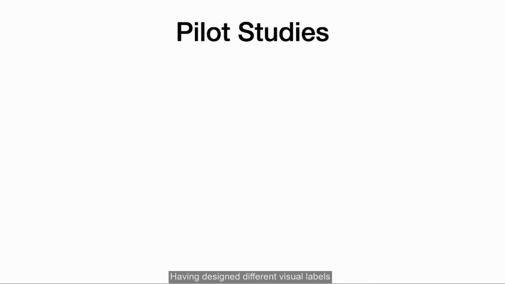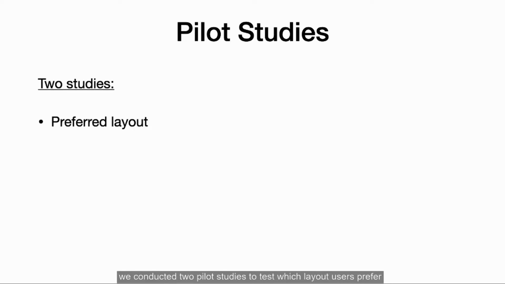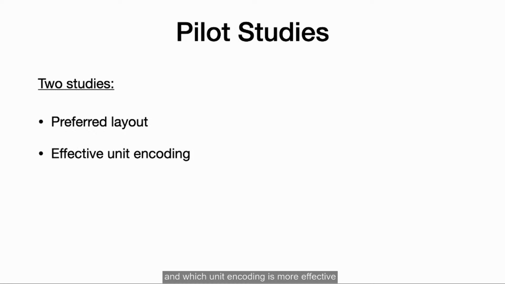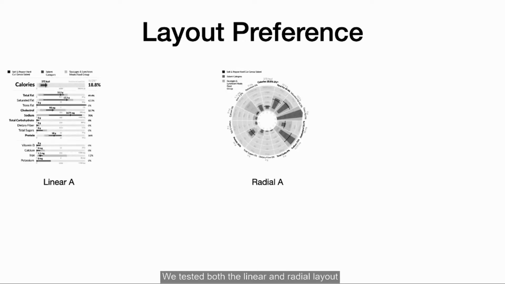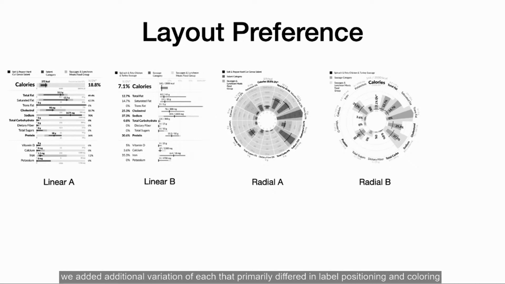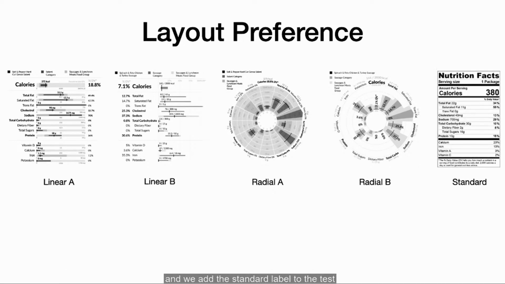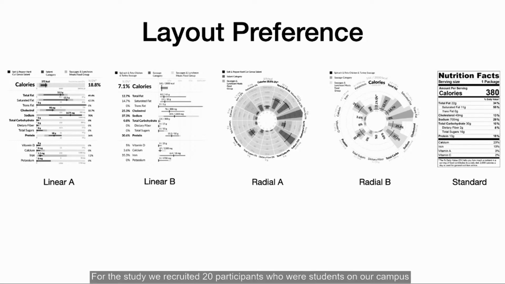Having designed different visual labels, we conducted two pilot studies to test which layout users prefer and which unit encoding is more effective. We start with a layout preference. We tested both the linear and radial layout. We added additional variation of each that primarily differed in label positioning and coloring, and we added the standard label to the test. For the study, we recruited 20 participants who were students on our campus.